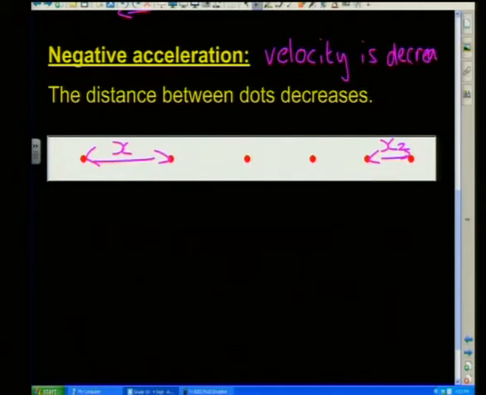All right, so my velocity is decreasing, and that is what negative acceleration is. Unfortunately, that's a little bit unneat.